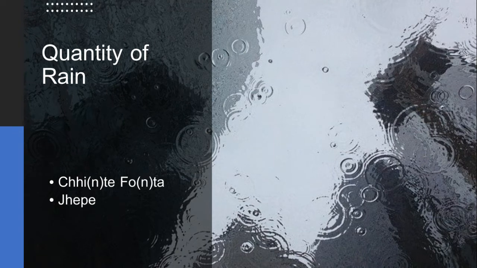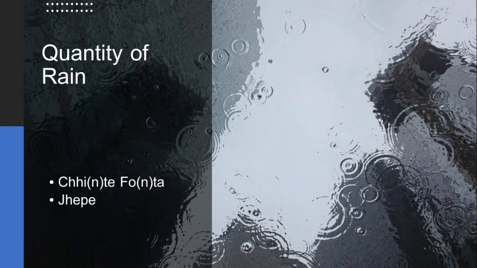Now the quantity of rain can also be described by general quantity words like beshi, which means more, and kom, which means less, but I'm not covering those in detail in this video because this is more specific for rains. So for the quantity of rains, we specifically use these two words: jhepe, which we saw means heavy rains, but it can also mean a huge quantity of rain. So jhepe basically means it's pouring cats and dogs type of rain, like heavy speed and high quantity.